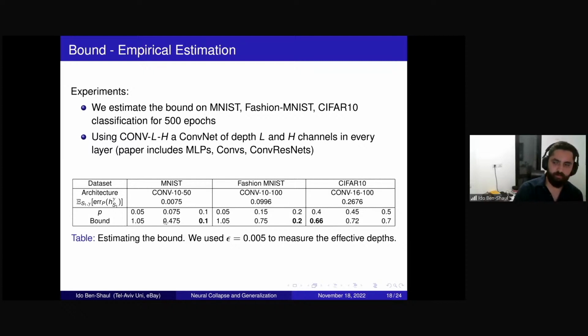And we guess different P's, right? So different P's give us different bounds. And we actually get pretty nice bounds. So 0.1 for MNIST, 0.2 for Fashion MNIST, and 0.66 for CIFAR10. And this is quite nice since these are very deep neural networks and we actually get non-vacuous bounds, which are relatively tight.